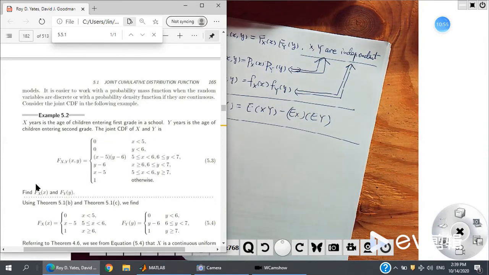For this problem, we want to find the marginal CDF. From the joint CDF, we want to find the marginal CDF. But here I want to explain how. What is this F_XY? Here we have formulas, and let's try to represent it in a graph. I use MATLAB to do it.